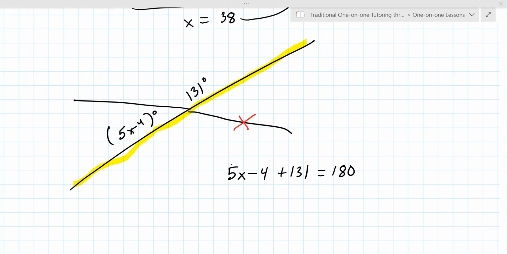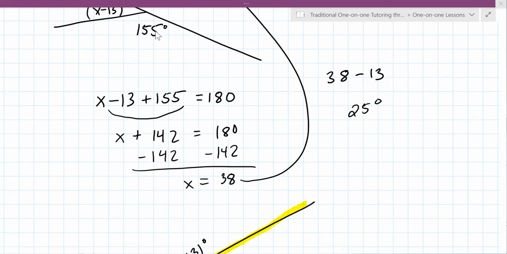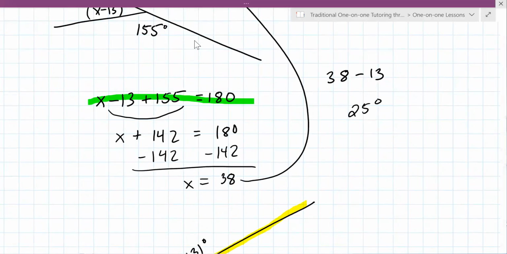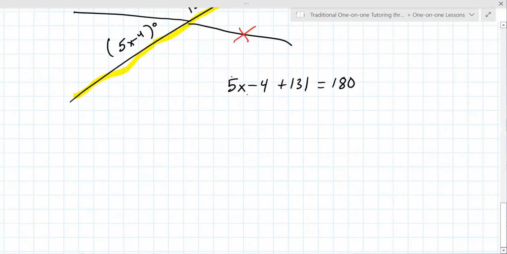No. I want some more help. Okay, but this is just like the last problem we did. So what did we do in the last problem? How did we solve this? We used negative 13 plus 155. So should I do the same thing? Yeah, exact same thing. But what about the 5x? Well, we'll get to that. Go ahead and combine these two numbers first. Okay.